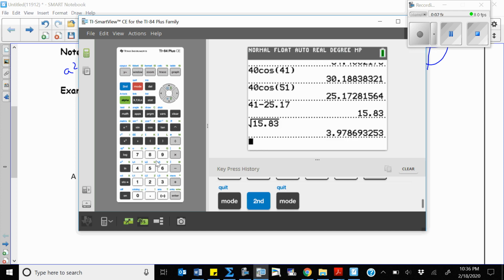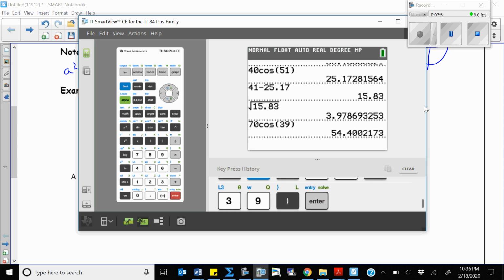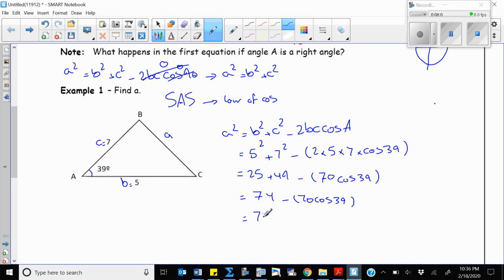Okay, 70 times cosine of 39, 54.4. So this is 74 minus 54.4, which is equal to 19.6. So what I found here is a squared. Don't forget that we're not done yet. We need to take the square root of 19.6 to find a, which will be equal to 4.4. So this is how we solve for a side in an SAS triangle using the law of cosines.